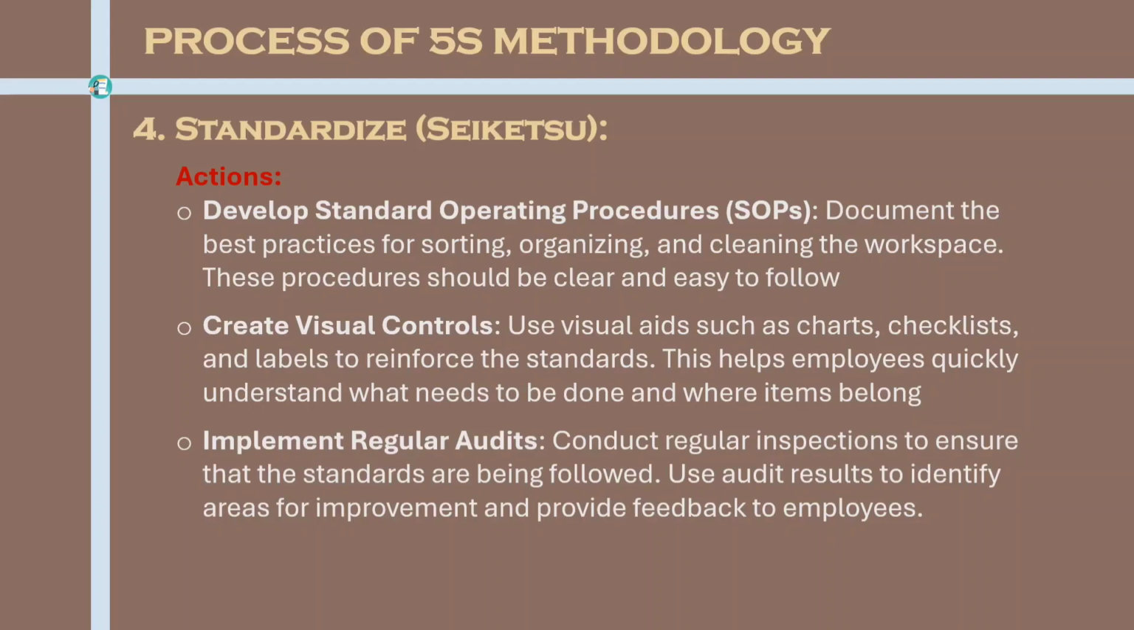Create visual controls. Use visual aids such as charts, checklists, and labels to reinforce the standards. This helps employees quickly understand what needs to be done and where items belong. Implement regular audits. Conduct regular inspections to ensure that the standards are being followed. Use audit results to identify areas for improvement and provide feedback to employees.